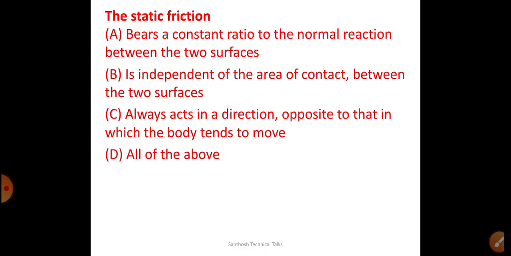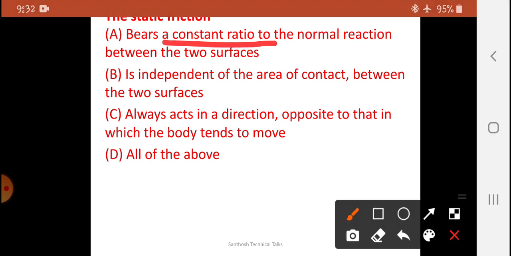Next, static friction. In this question we can clearly understand about static friction, which bears a constant ratio to the normal reaction between two forces. So it is a static body, so it makes a constant ratio. So you have to be clear about this. It is static friction. The body is in stable condition, so a constant ratio of normal reaction between two forces will be there, and it is independent of the area of contact between two surfaces. So friction does not depend on the area of contact.